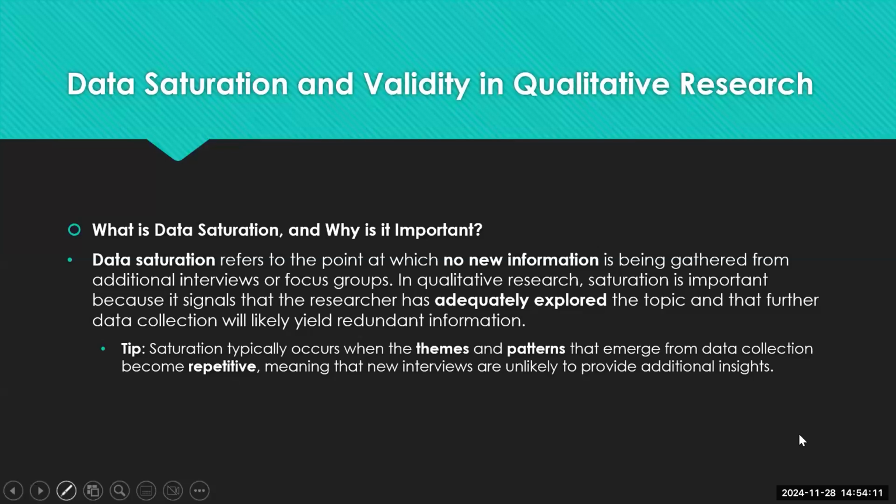So there are also issues of data saturation and validity in qualitative research. So data saturation refers to the point at which no new information is being gathered from additional interviews or focus groups. And here, saturation is quite important because it signals that the researcher has adequately explored the topic and that further data collection will likely yield redundant information.